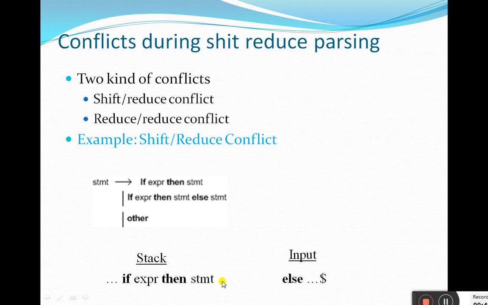Whether else is to be shifted onto the stack, or this handle is to be reduced to STMT. If I reduce it to STMT, you will end up with wrong parsing because next we will have else. So this looks like an if else statement, not an if statement. So there is a conflict called shift reduce conflict. Normally if there is a shift reduce conflict, this conflict can be resolved by preferring shift over reduce action.